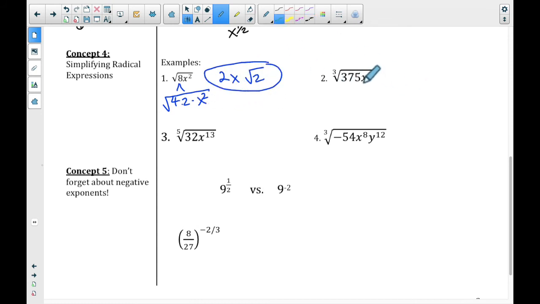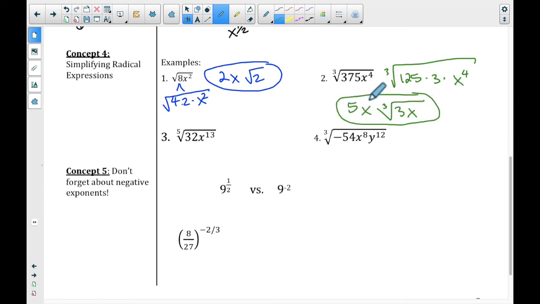Similar deal with cube root. We have to look at our cube root list. Look at your cube root list. What goes into 375? Well, as it turns out, 125 goes in there 3 times. And then I have x to the 4th. And this is a cube root this time. So cube root of 125 is 5. Now the cube root of 3 has to stay inside. X, I can take 3 of them out and 1 of them left over. So that cube root is 5x cube root of 3x.